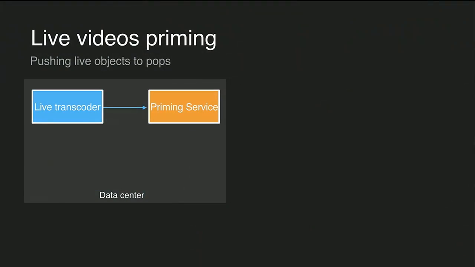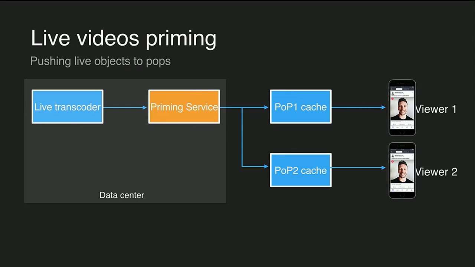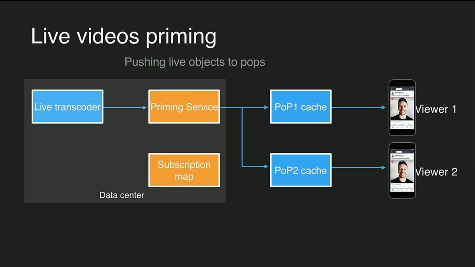Now, let's drill a little bit more into the infrastructure behind making this happen. So the priming service gets notified by the live transcoder service that new video segments have arrived, and it then pushes that to the right pop cache from which the viewer can then fetch it. However, you can't push this to every single cache out there, or do this for every single video that's currently playing or that might potentially be watched. So you actually need a way to tell just which particular pop caches should have this, right?